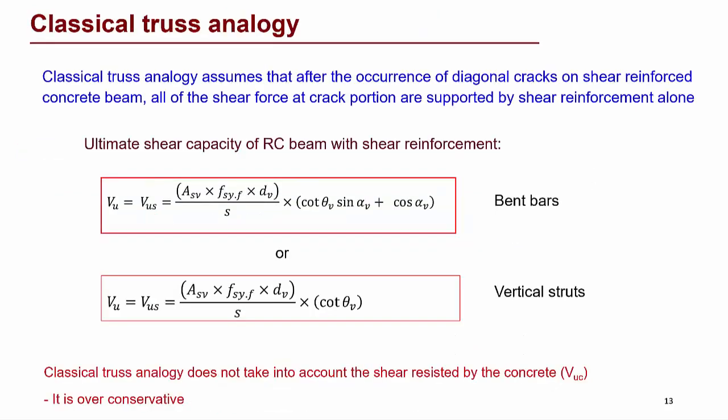In the classical truss analogy, in the reinforced concrete beam with the shear reinforcement, the contribution from the concrete is very small, so it is neglected. Hence, in the classical truss analogy, the ultimate shear capacity Vu is only equal to the contribution from the steel shear reinforcement, neglecting the contribution from the concrete.